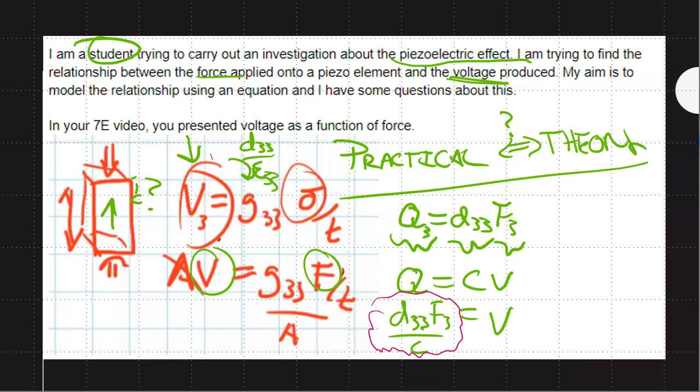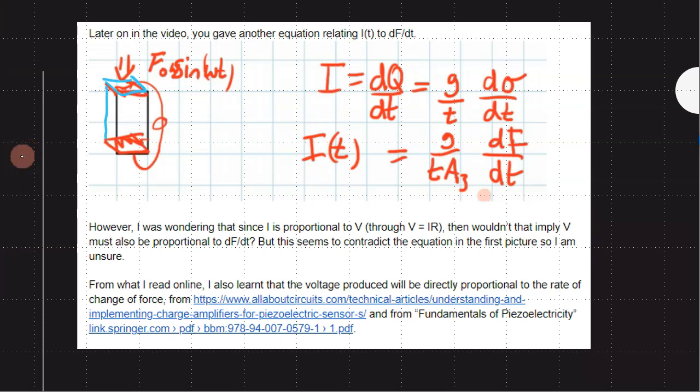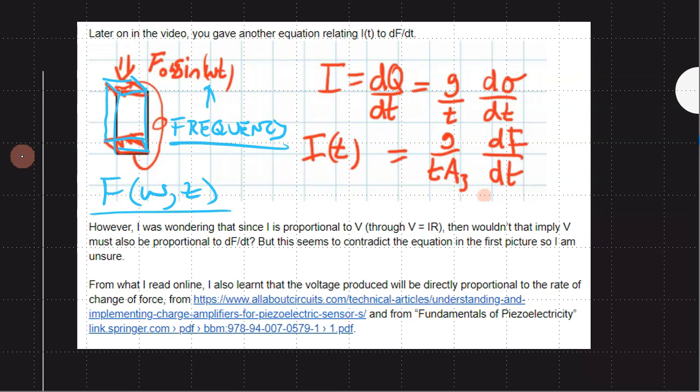But the question continues here, and in another video, the video being spoken about is video 7e, we see this slide. In this slide we have an alternating force. Because the real world isn't exactly static, and for sensors, especially piezos, we're looking for something like an accelerometer or other types of sensors where we are measuring variable forces. So in this specific screenshot of my video, I'm showing a short-circuited piezoelectric element with a force applied.